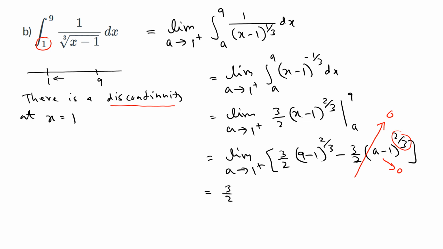9 minus 1 is 8. So 3/2 times 8 to the 2/3. When you take the cube root of 8, that means 2, and then we square it, that means 4. So you get 3/2 times 4, which is 6. So you get 6, which is a finite number. That means the integral converges. Since it's a finite number, the integral from 1 to 9 of 1 over the cube root of (x minus 1) dx converges.